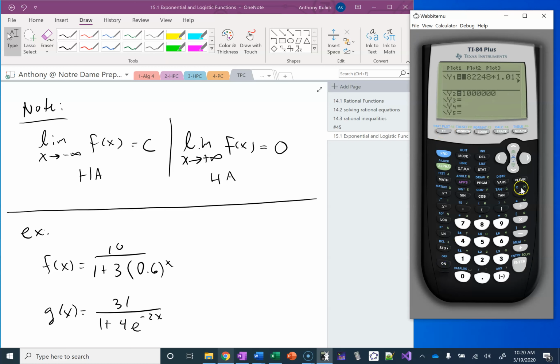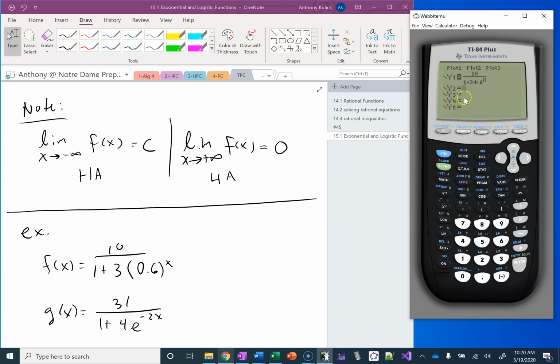So, gonna go back to our y equals. Gonna clear out everything that was in there before. And when I like to do this, I like to use the fraction option. So I'll press alpha y equals and choose that improper fraction option, the very first one. I'll just type this in exactly as it's written. It's 3 times 0.6 to the x.